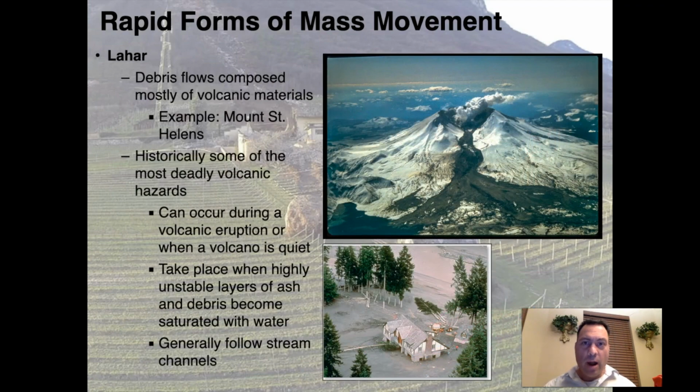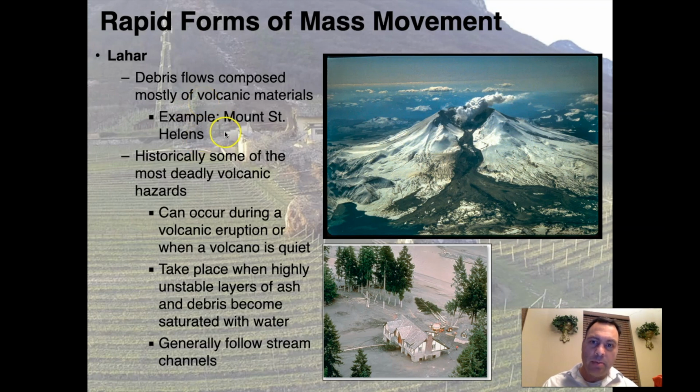All right, another rapid form of mass movement, an extremely deadly landslide or mudslide type of event, is a lahar. And when you can't say the word lahar, not immediately just kind of shudder when you know what these things do. They're exceedingly deadly, exceedingly dangerous events when they happen. So a lahar is a debris flow that is composed mostly of volcanic materials.